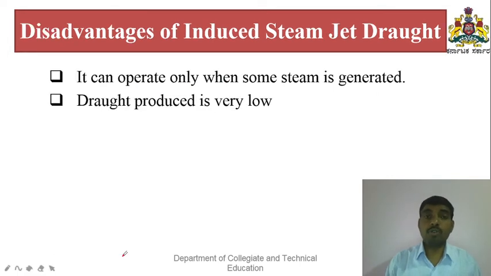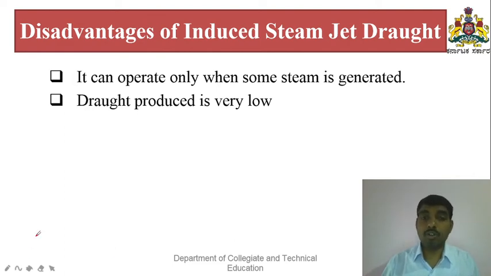There are two disadvantages of the steam jet draught system. First, it can operate only when some steam is generated. When the locomotive boiler is in a stationary position, the steam from the boiler will be at low pressure. In those cases it is not suitable for those applications. That's why it operates only when some steam is generated.